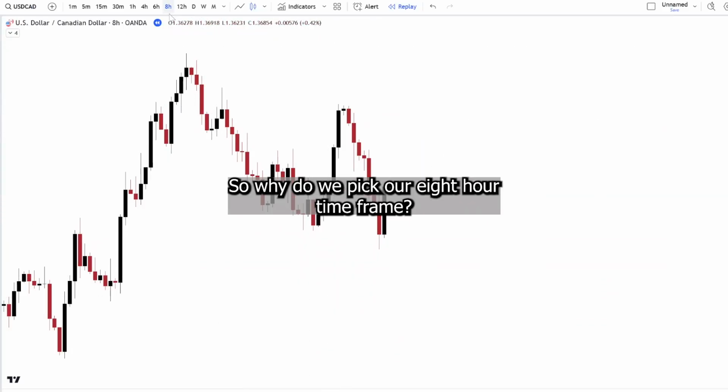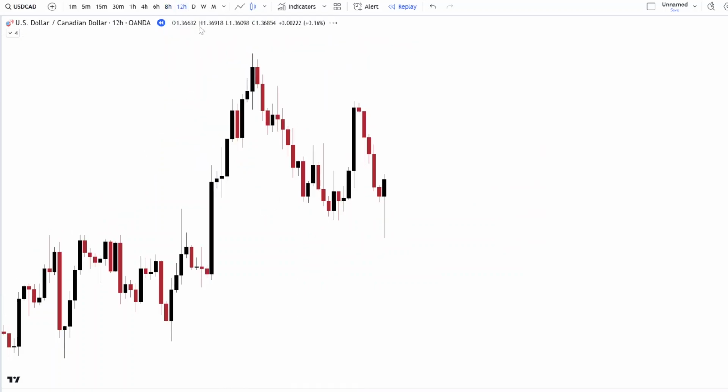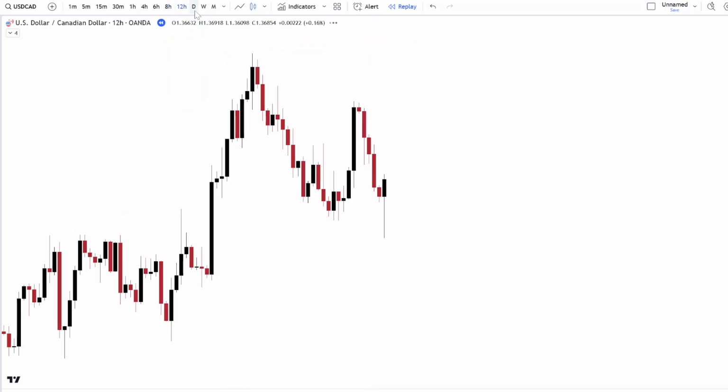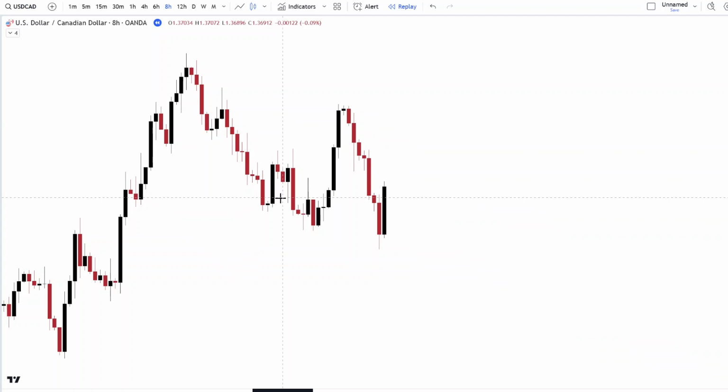So why did we pick our 8-hour time frame? Because this is where we can spot price action clearly. As you can see, this is the highest we can go. Start off from the daily, we can barely see price action. 12-hour, we can barely see price action. This 8-hour is the highest we can go. And if you want more details, make sure you watch my previous video on timeframes and make sure you check the website.